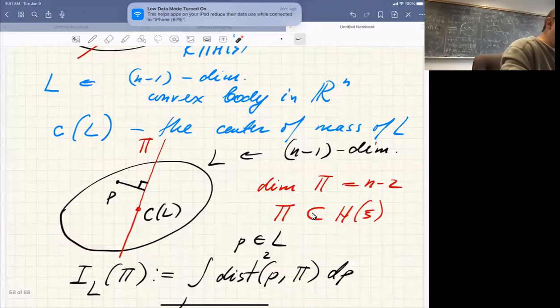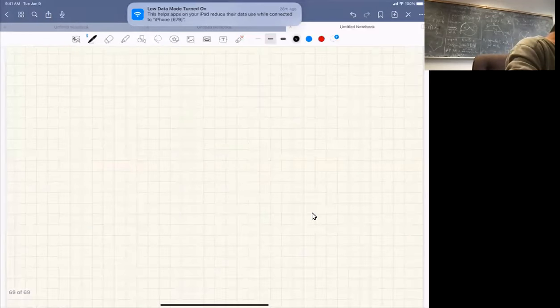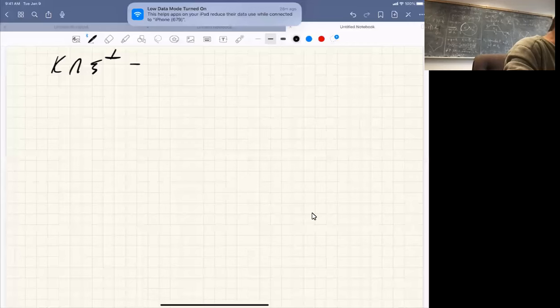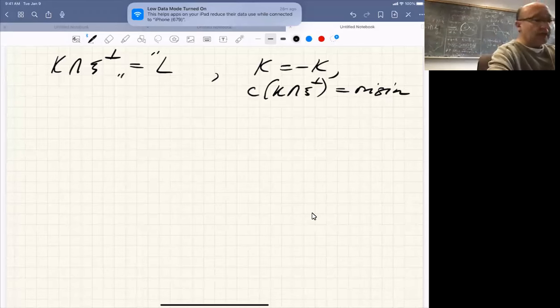Okay, so let's just come back to our case. You remember we said that K intersection psi perp is going to be our L. By the way, they're all going to pass through the same point. Our body was origin symmetric, yes, K was minus K. So the centers of mass of all of these are going to be the origin, so we should not worry about it. And we'll consider all lines passing through the origin that live in the corresponding plane. Okay, very good.